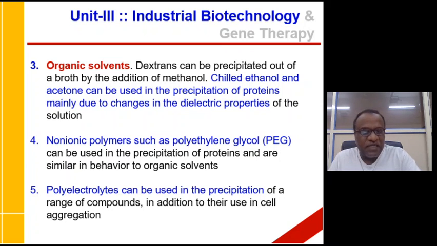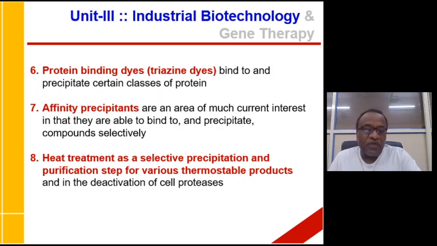Then we have polyethylene glycol, the non-ionic polymers. These can be used in the precipitation of proteins, and their behavior is very much similar to the organic solvents discussed above. Then we have polyelectrolytes. These can also be used in the precipitation of a range of compounds. Right? And next we have protein binding dyes. As an example, I have given triazine dyes. They bind to and precipitate certain classes of protein.